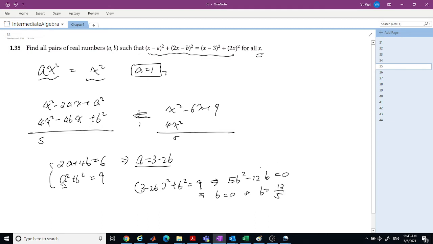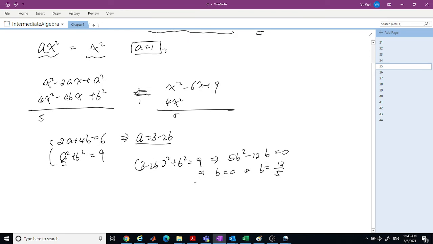Okay, so if b equals 0, right, then a equals 3. If b equals 12 over 5, substitute here, right? Then a is negative 9 over 5. Okay.